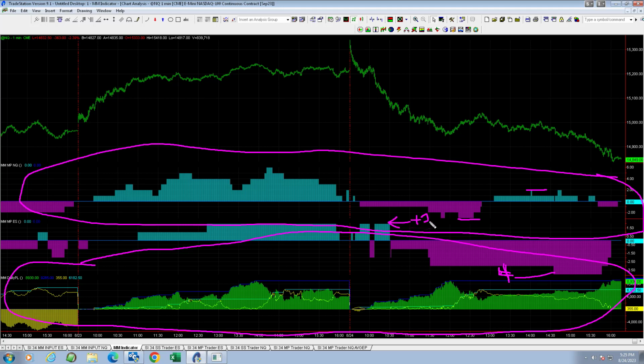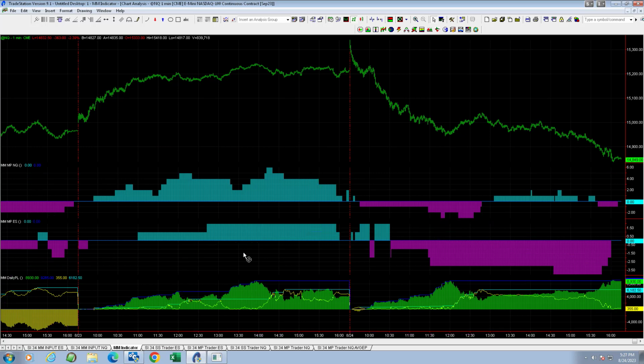+2 was the high, the most long we were today, and -4 was the most short we were today on the S&P. Typically, the NASDAQ leads the way. The NASDAQ was -3 right here and +2 right here. That was the range on the net positions of the NASDAQ strategies today. And let's look at these additional.